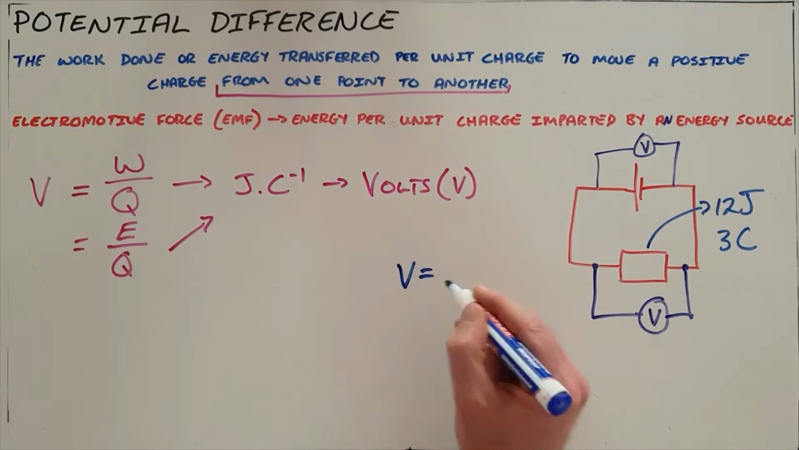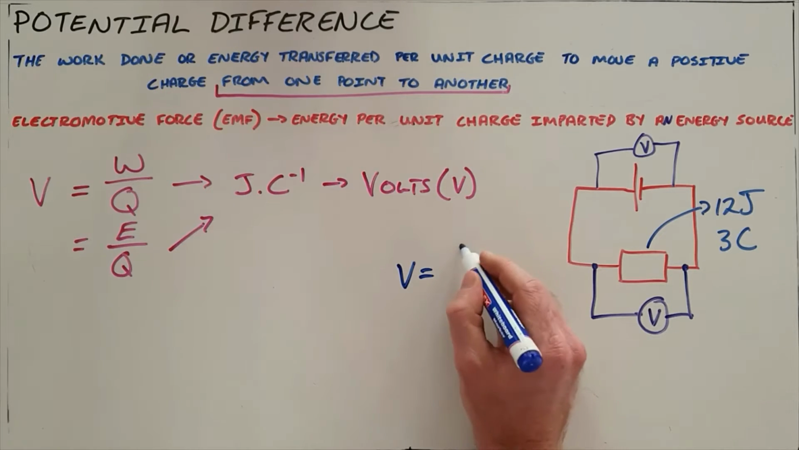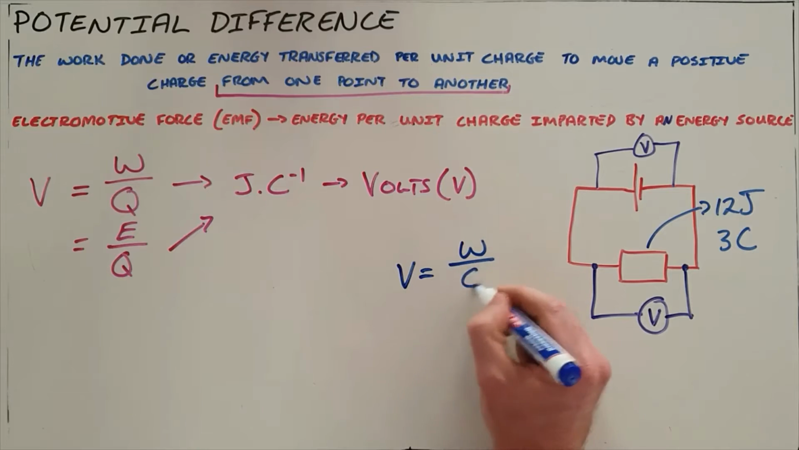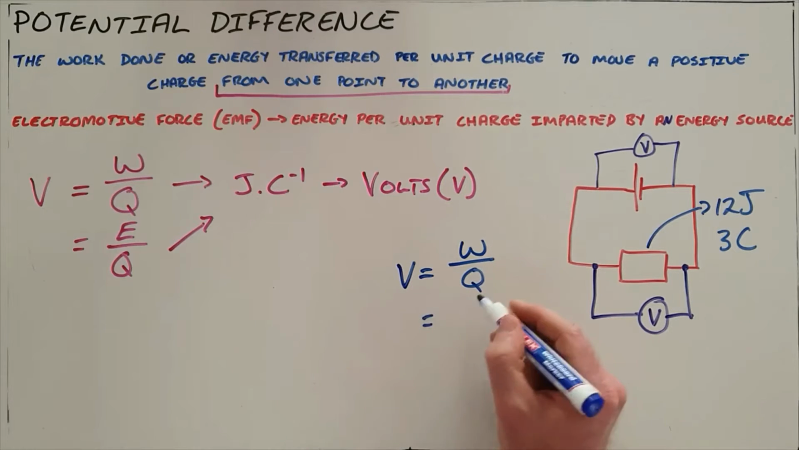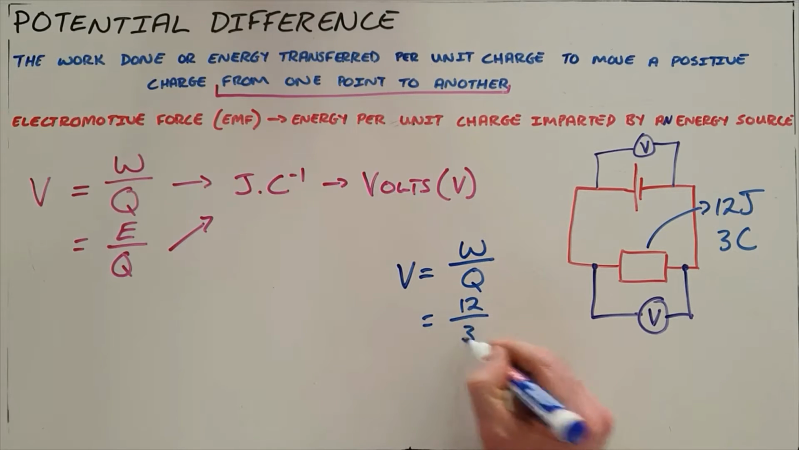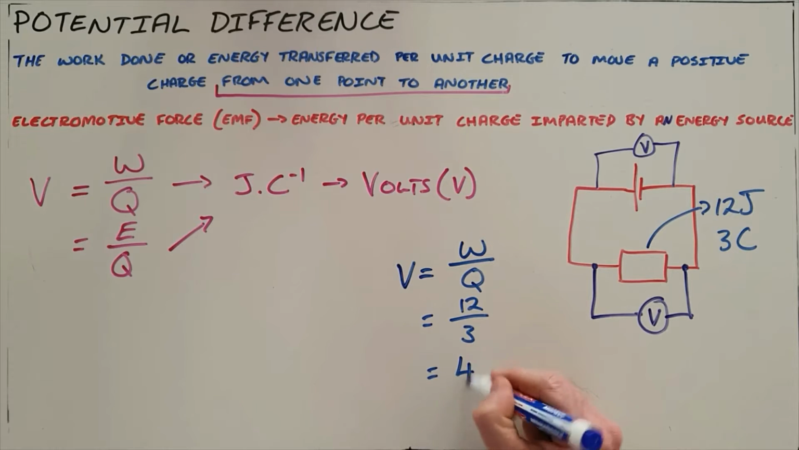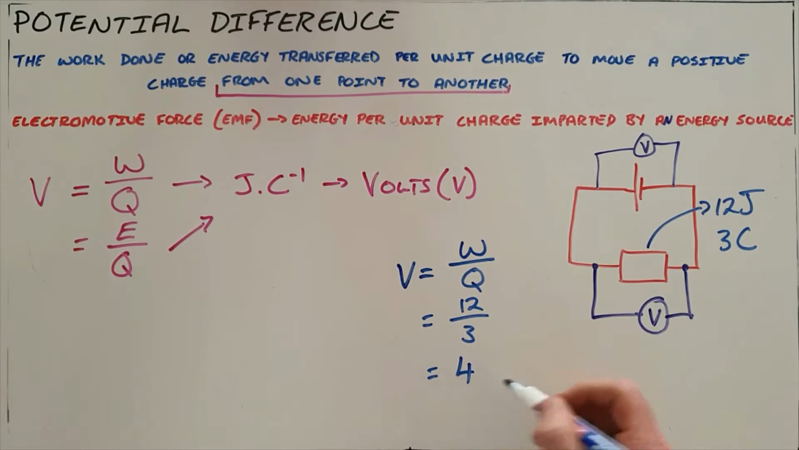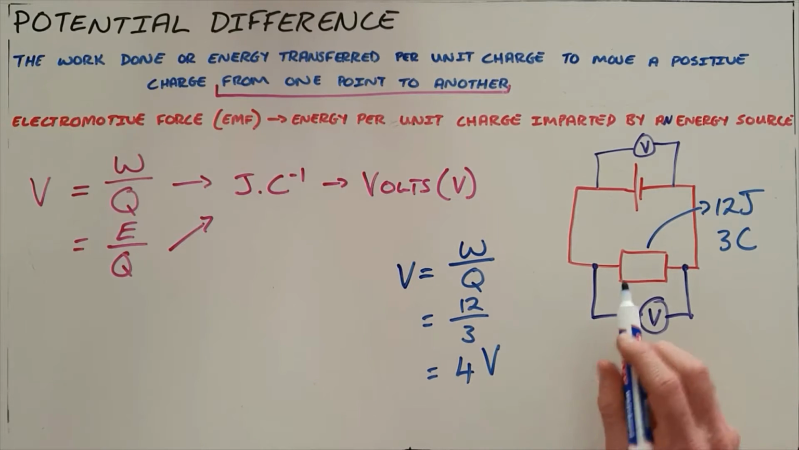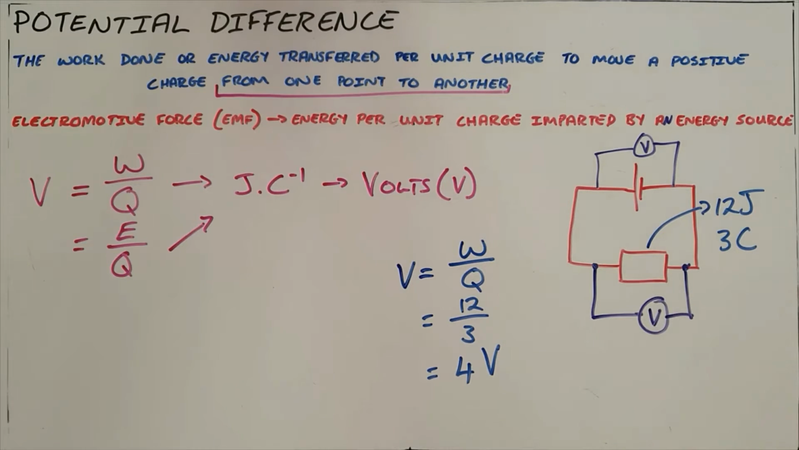And we can say that V is equal to the amount of work that is done divided by the charge, and that is 12 joules divided by 3 coulombs. And we can say that there are 4 joules per coulomb of charge, or 4 volts of potential difference between these 2 points in the circuit.